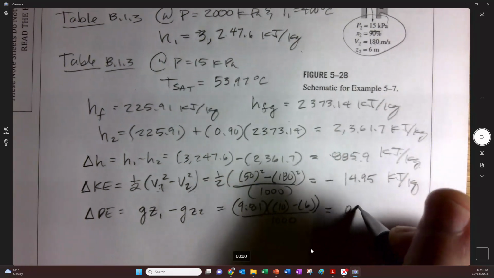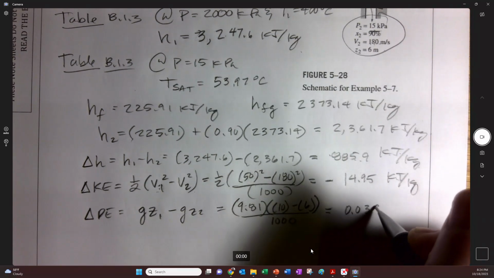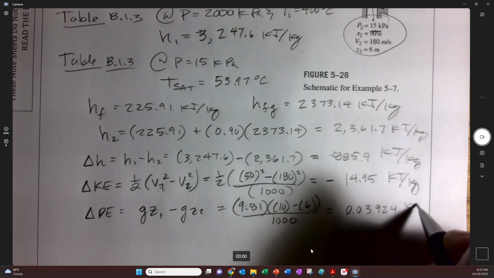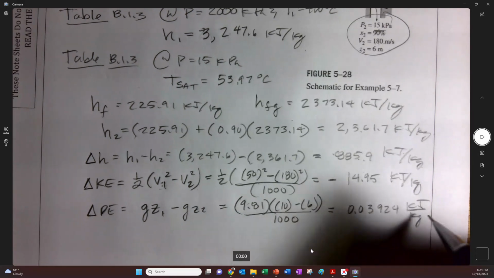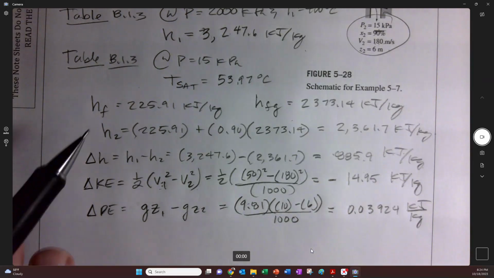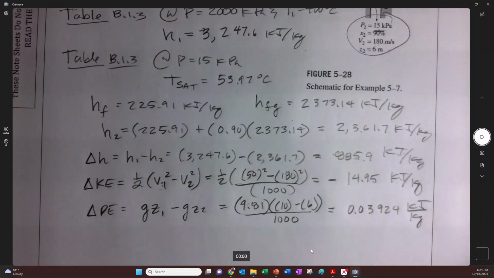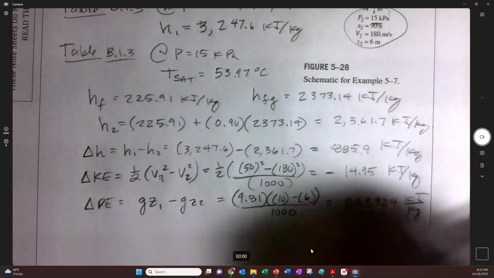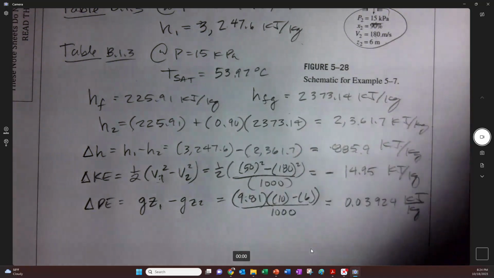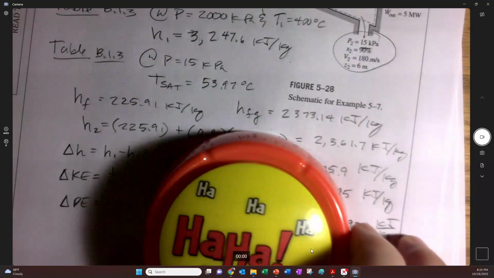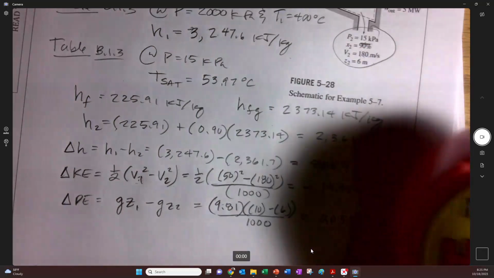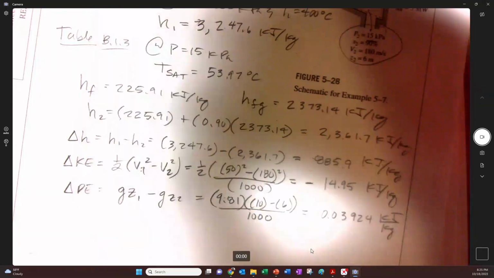Let's see, 0.0. Oh, shut up. 924 kilojoules per kilogram. They're really big fans. It's a great bug. I'm bringing it to class. This is another one too. Oh, I don't like him.